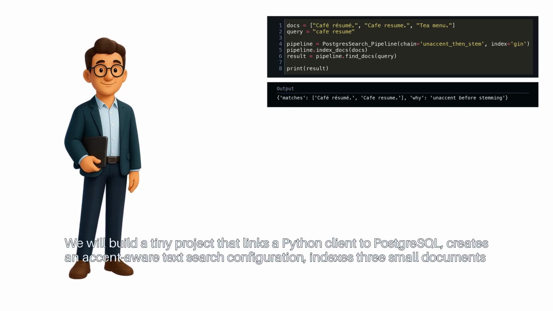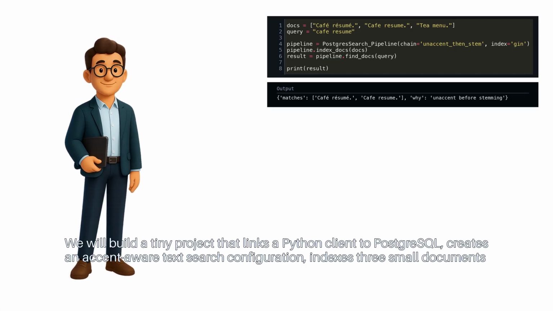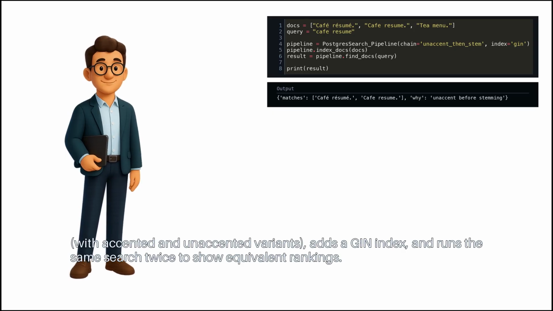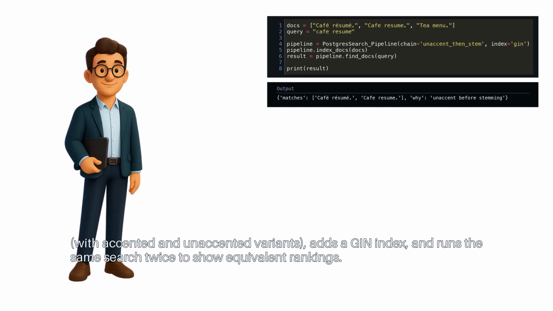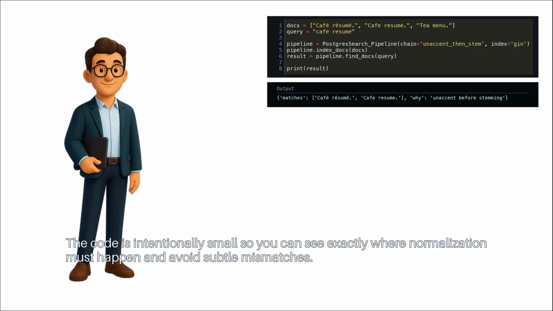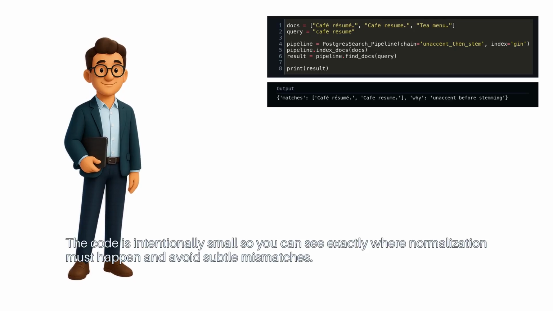We will build a tiny project that links a Python client to PostgreSQL, creates an accent-aware text search configuration, indexes 3 small documents with accented and unaccented variants, adds a GIN index, and runs the same search twice to show equivalent rankings. The code is intentionally small, so you can see exactly where normalization must happen and avoid subtle mismatches.